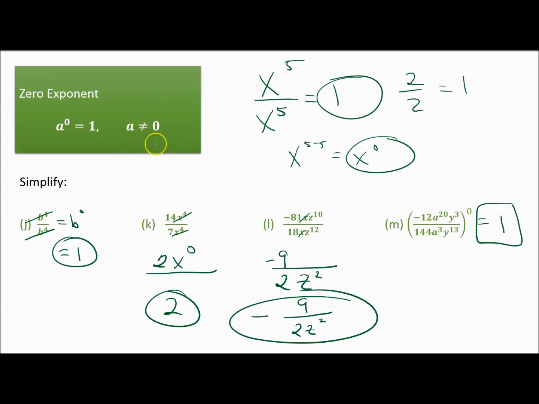Notice something else. This says A cannot be 0. Like 0 to the 0 is what we call an indeterminate form. It's not something that we are going to worry about in a Math 100 class. You get to visit that later on in your math career.